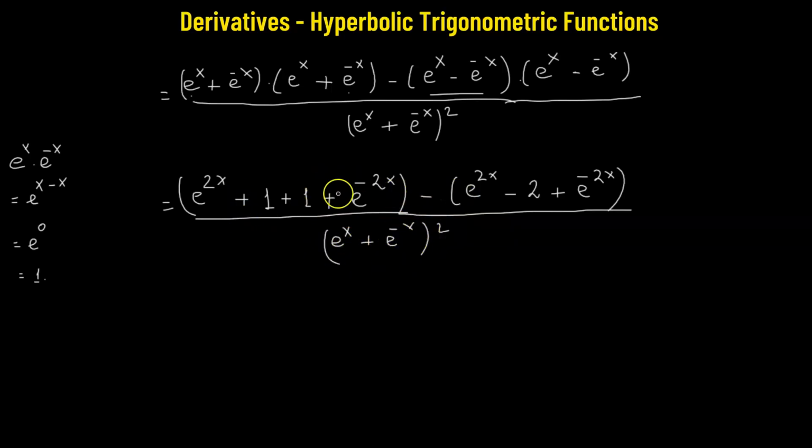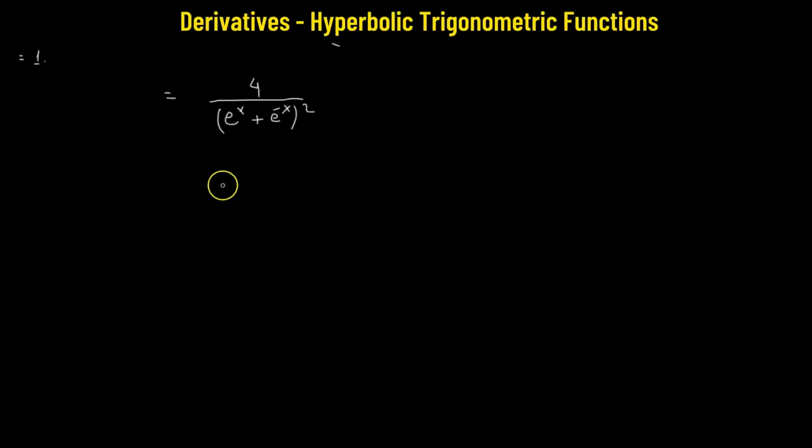Now when we solve the numerator, see all the e raised to the power of 2x terms and all the e raised to the power of negative 2x terms will get cancelled, leaving us with only 4 in the numerator. So we have 4 divided by e raised to the power of x plus e raised to the power of negative x whole squared. Furthermore, we can rewrite this expression as 2 divided by e raised to the power of x plus e raised to the power of negative x whole squared, means the same thing.